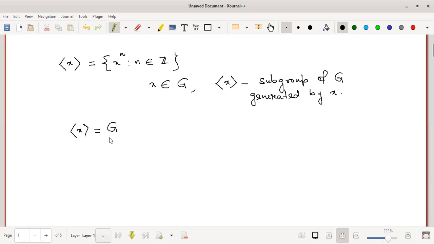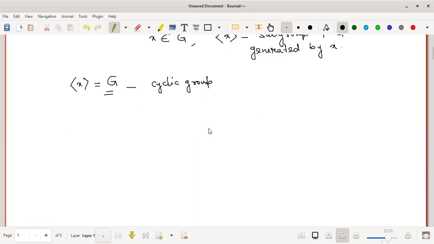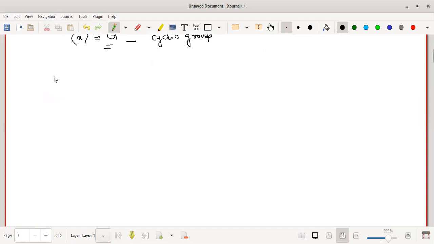Now it may so happen that the subgroup generated by the element x is the whole group G. Then this group is called a cyclic group. Right? So let me define a cyclic group now. Formal definition of a cyclic group.